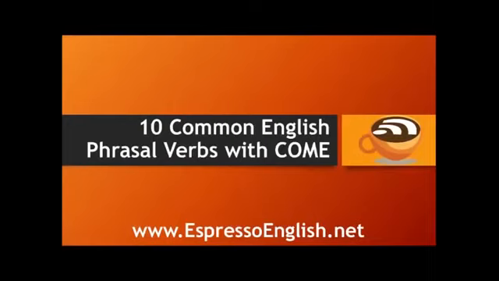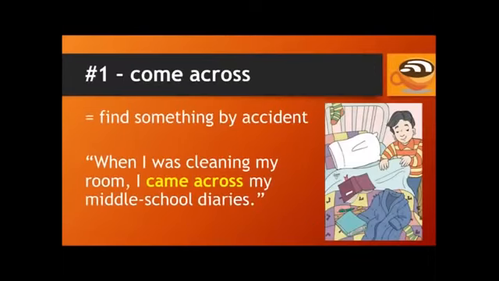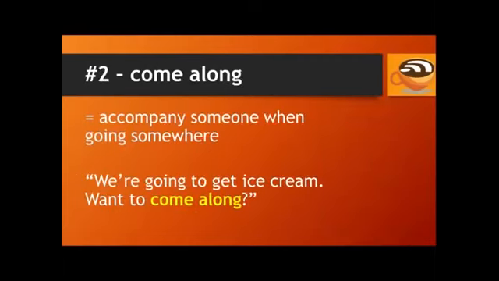Ten Common English Phrasal Verbs with come from espressoenglish.net. Number 1. Come across means to find something by accident. For example, when I was cleaning my room, I came across my middle school diaries. Number 2. Come along means to accompany someone when going somewhere.